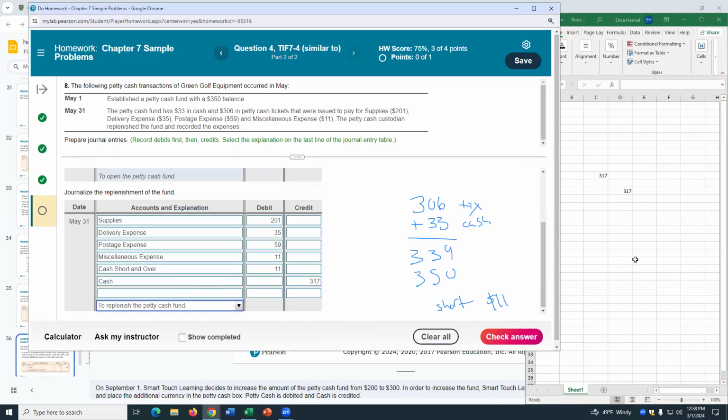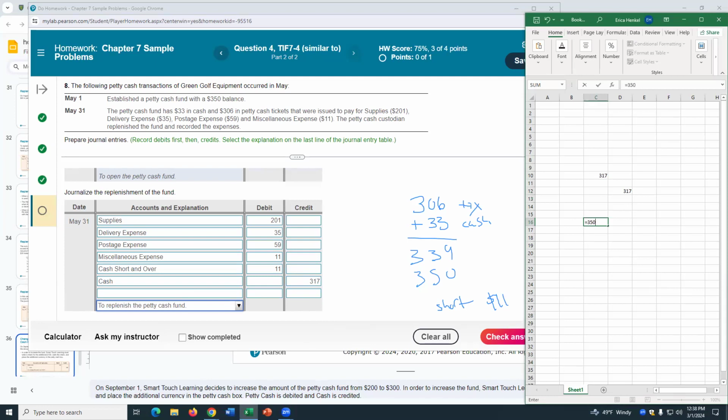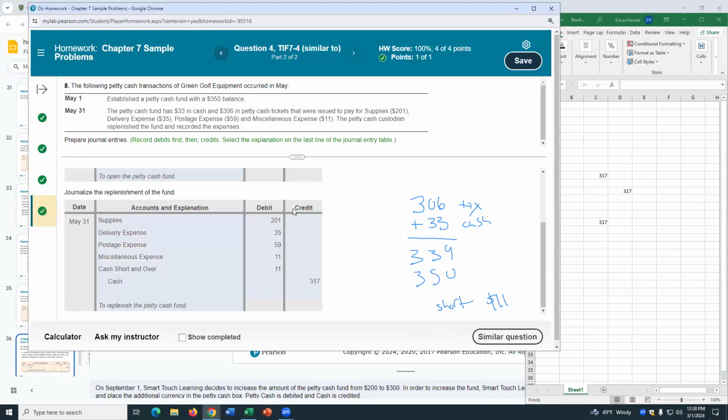Okay, so that's to replenish. So you'll always know the amount to replenish by taking what I'm supposed to have minus what actual cash I have at the end, which in this case was the 33. Oh, you have different numbers? Okay. So you probably have different numbers on here, so watch out for that. Put whatever numbers you have up here. You'll need to add your cash to your petty cash to figure out what total you have. Find the difference between that and what you're supposed to have, and that'll be your cash over short amount. Okay. So then the cash is back to the $350 balance, and you're ready to start the next month.